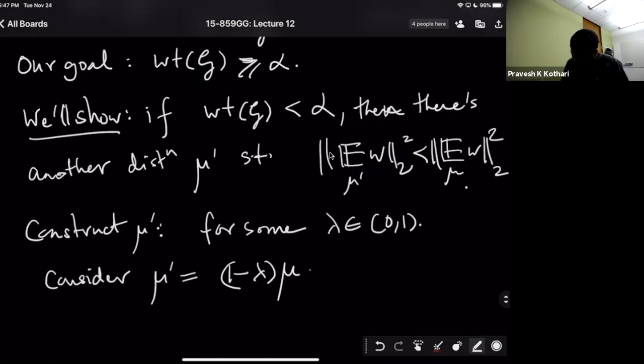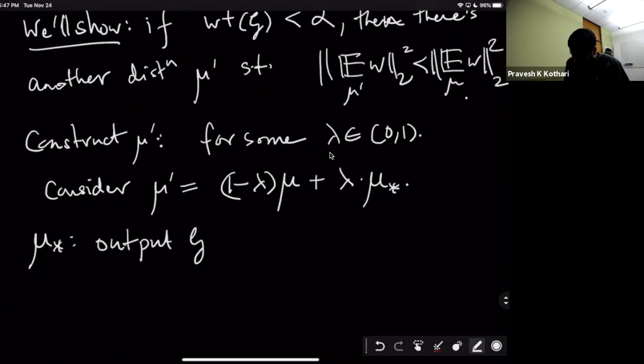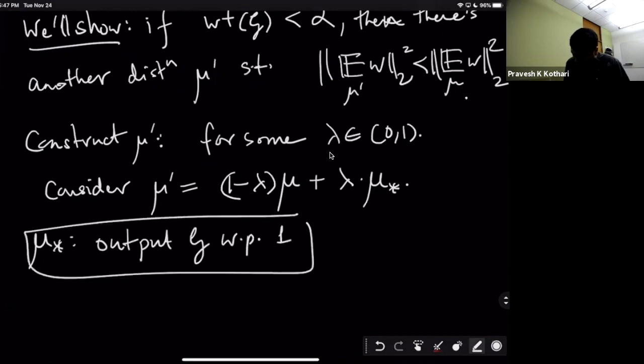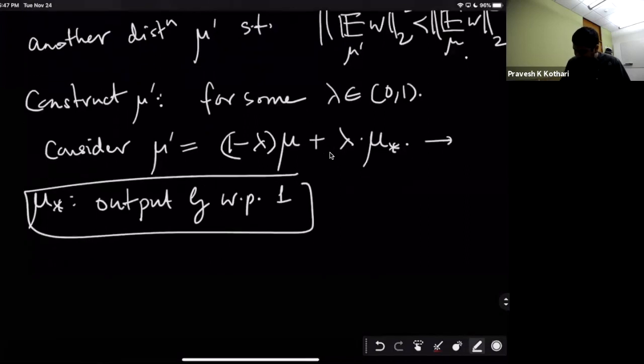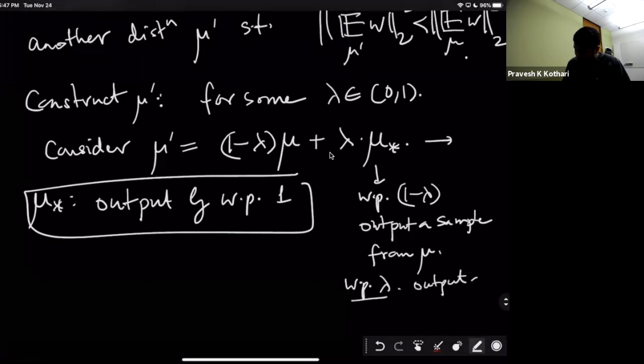So I'm going to write down this distribution and then explain to you what it means. Let mu star be the following distribution. It simply outputs the good set all the time. Output G with probability 1. That's mu star. Now what does this definition mean? This means that with probability 1 minus lambda, output a sample from mu, and with probability lambda, output a sample from mu star.